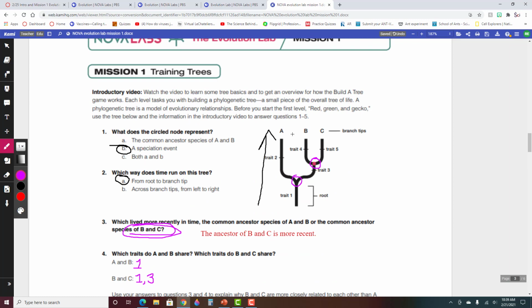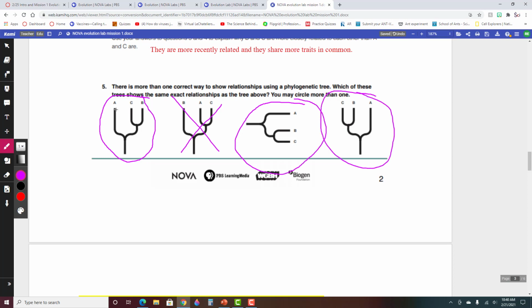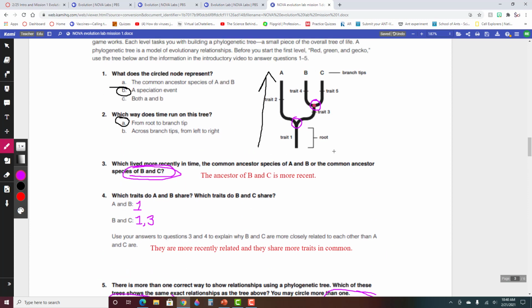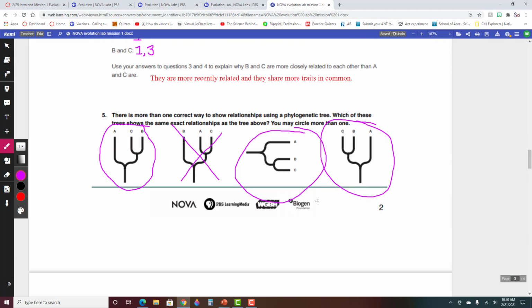A over here, B and C more closely related. So A over here, B and C more closely related. This one matches. You could reverse these, it doesn't matter. This one shows B more distant and A and C more close, and so that is incorrect. This one is not the same relationship. This one is just sideways, and it's fine to be sideways, and this one is just reversed. So all 3 of these give you the same idea as this, they're just written slightly different. Okay, so hopefully that helps you understand trees a little bit more before we start the missions.